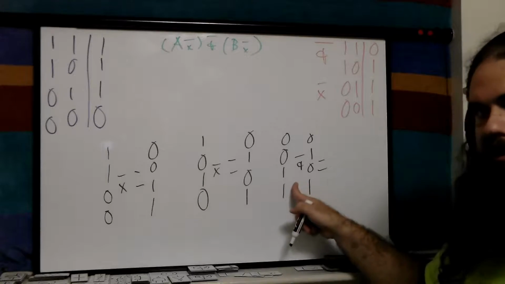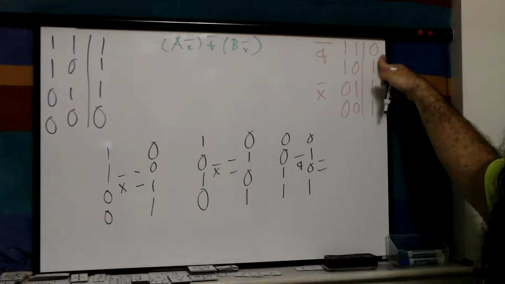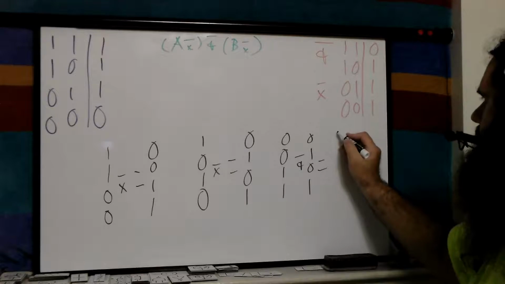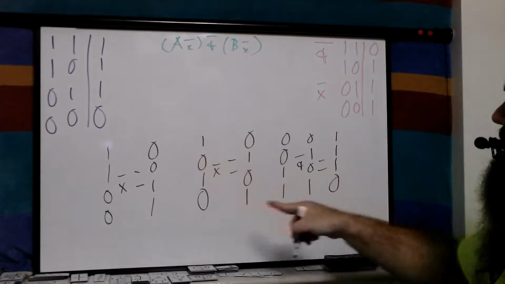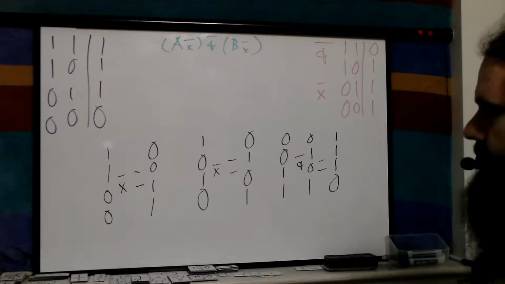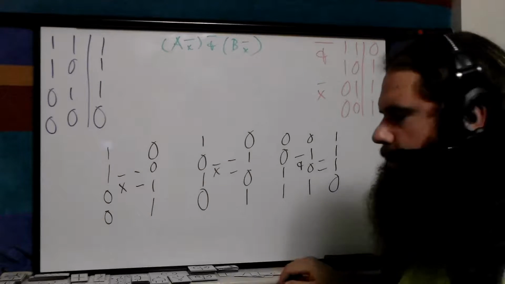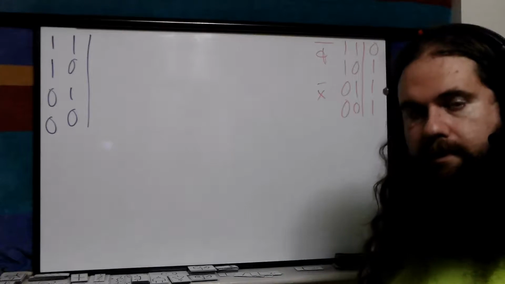Well, when is NAND a 1? Anytime it's not both 1. So not both 1, not both 1, not both 1, both 1. And there it is. 1, 1, 1, 0, 1, 1, 1, 0. So there's your OR gate. So you can make an OR gate with 3 NANDs. So that was the inclusive OR, the normal OR.